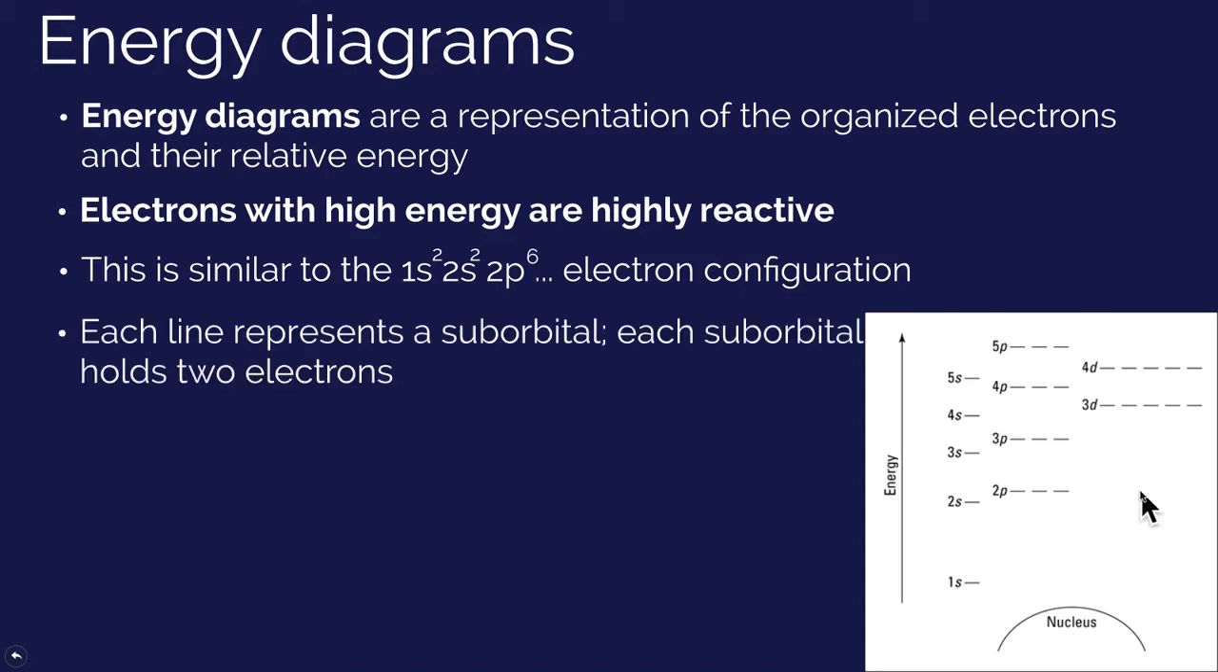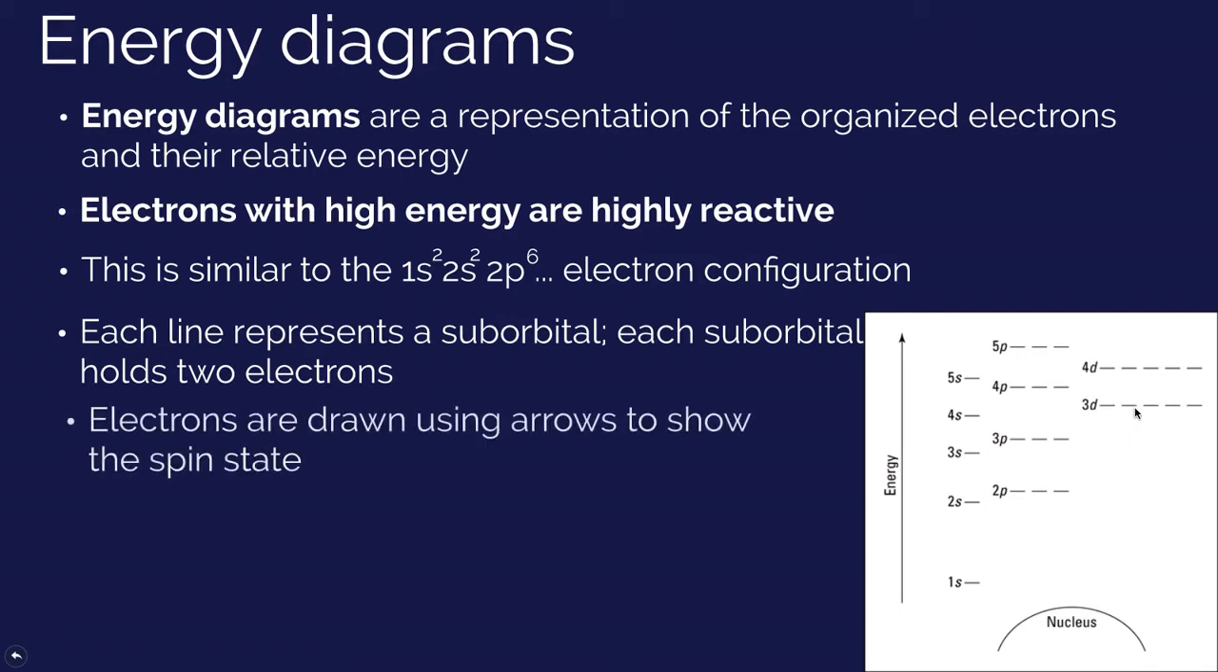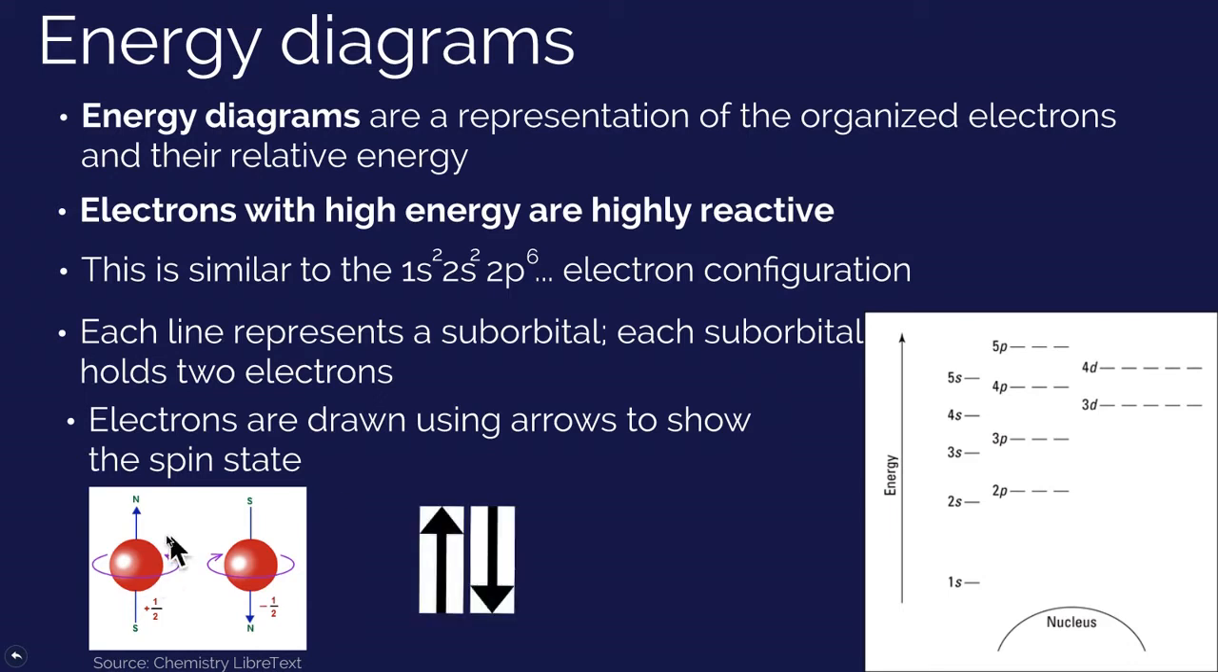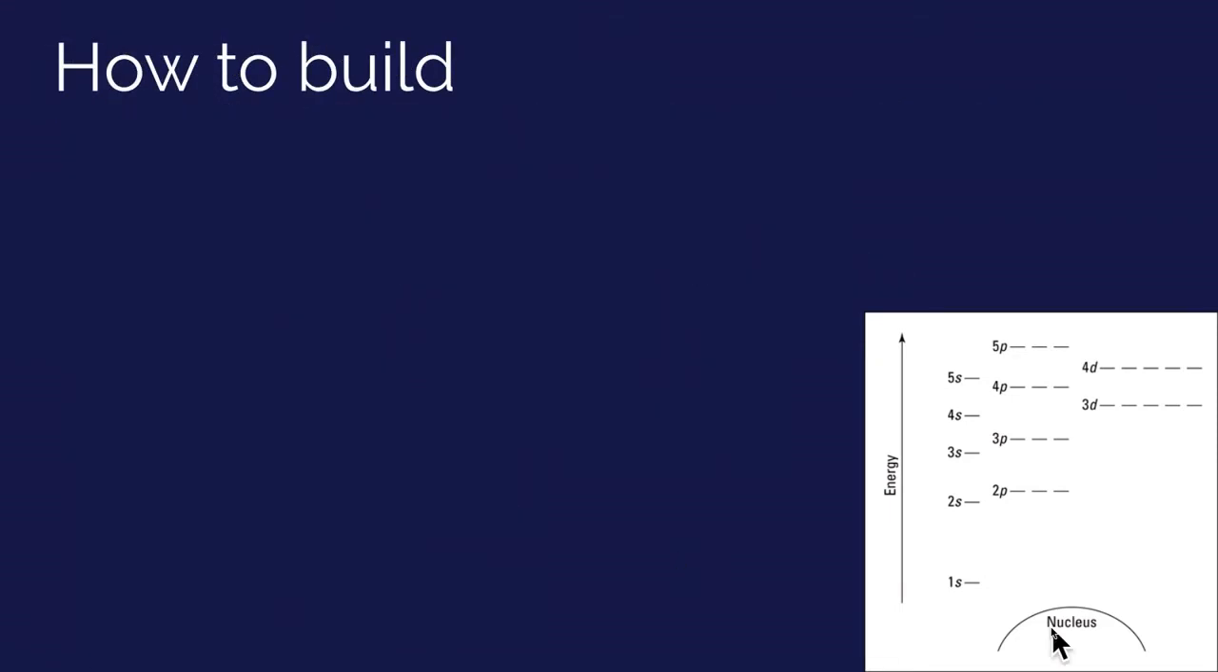For each of these lines, you'll notice that some have just one line, some have three lines, some have a set of five lines, something like that. Each single line represents a suborbital, and in each suborbital, you can have two electrons. And the way that we draw our electrons is that we use arrows to show what their spin state is. So here we have two options because electrons can either be spinning in a clockwise direction or in a counterclockwise direction. But to simplify it for us a little bit, we just use either an up arrow or a down arrow to show which way they are spinning. Let's see how we actually use our energy diagrams for this.